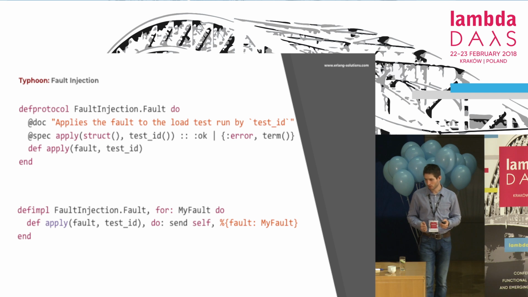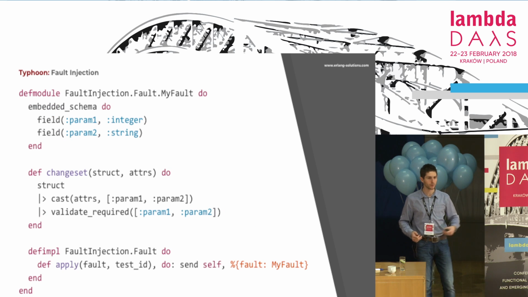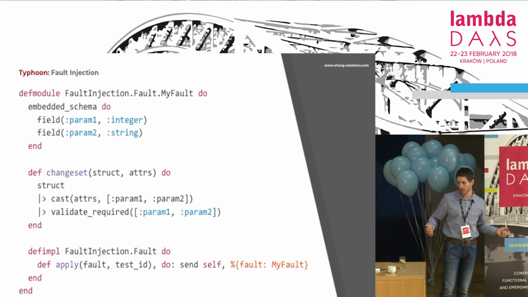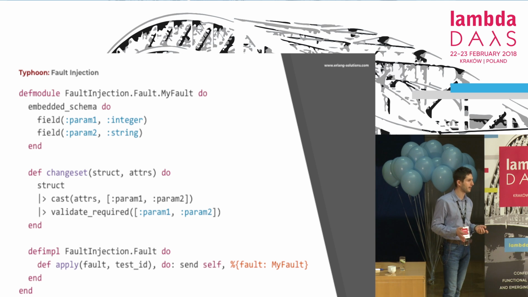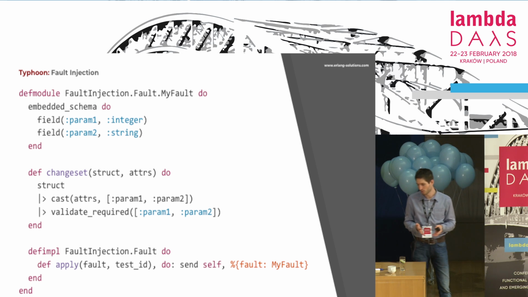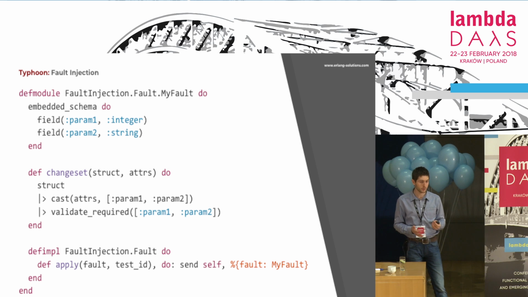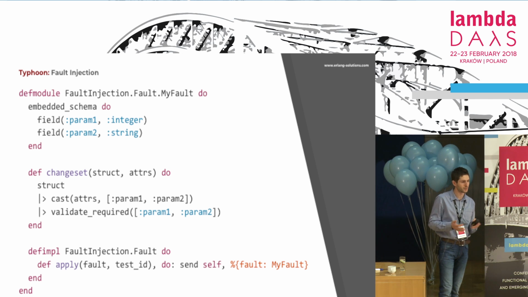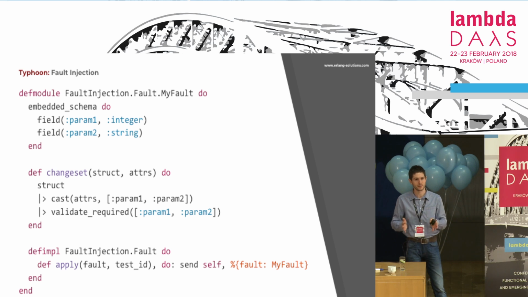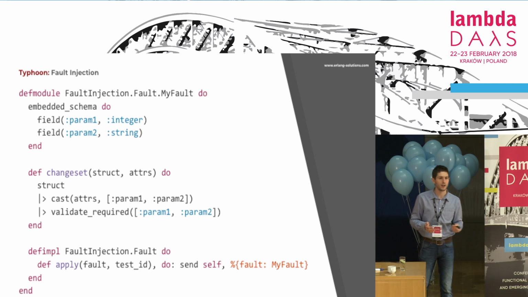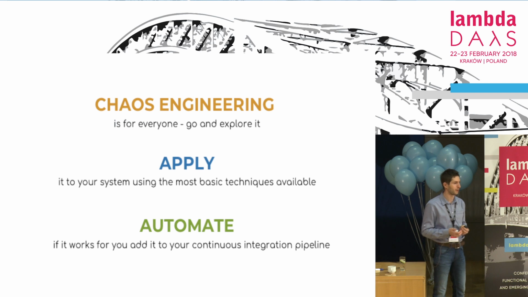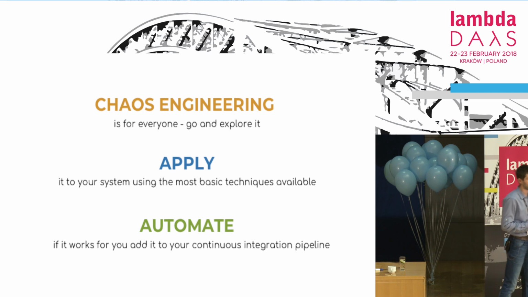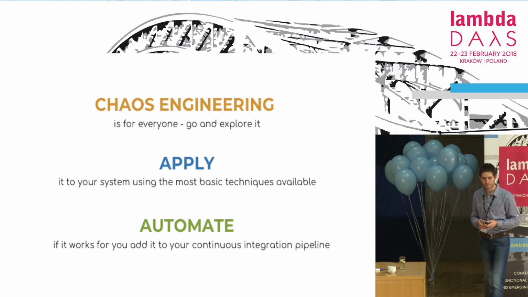And this is basically all I have for you. We talked about chaos engineering as a concept, and then I showed you some basic techniques how to apply it, and finally our journey to automation. And I encourage you to go try to explore it and see how it works. Try to apply some basic techniques to your system, and if it works for you, try to put it into your continuous integration pipeline and benefit from it. And that's all I have for you. Thank you.